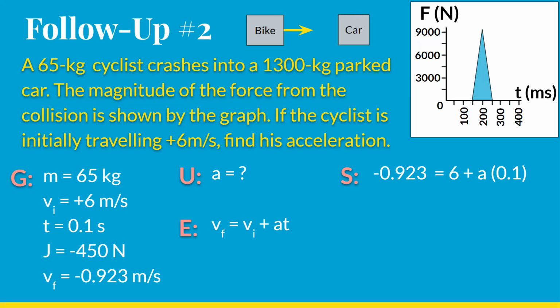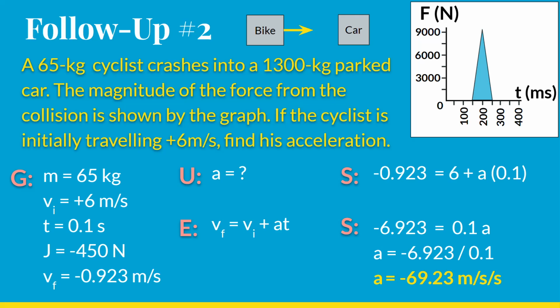You're again trying to get acceleration a by itself, so we need to move that 6. Subtract 6 from both sides, and you get negative 6.923 equals 0.1a, and then divide by 0.1 since it's being multiplied. Divide both sides by 0.1 and you find your acceleration to be negative 69.23 meters per second squared. And from here we could find force or displacement or any number of other variables that I ask you for.